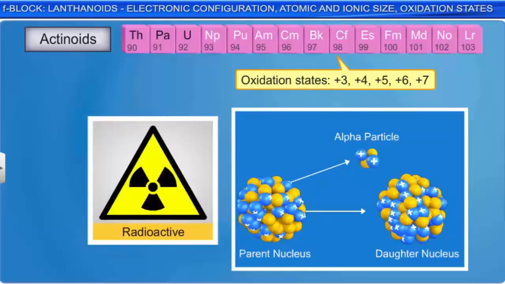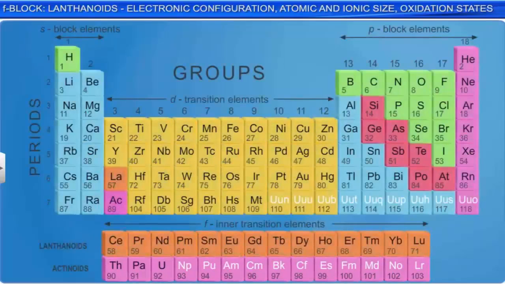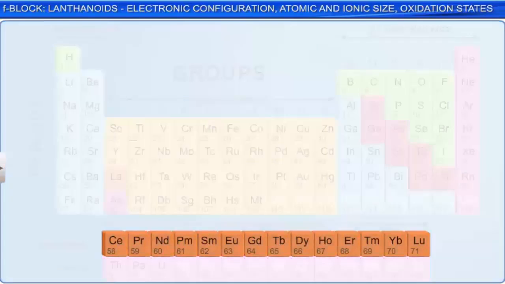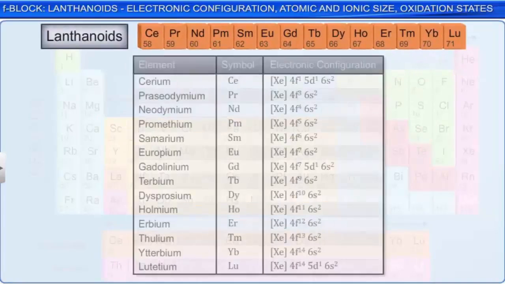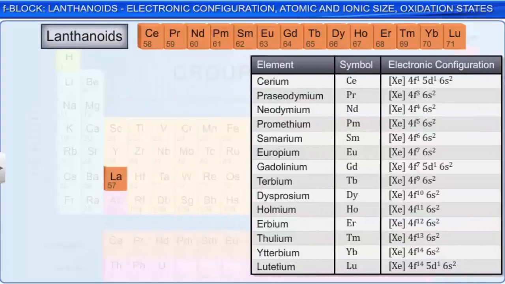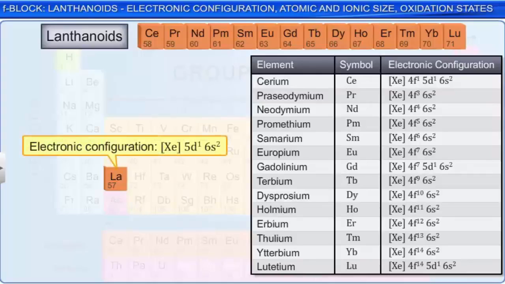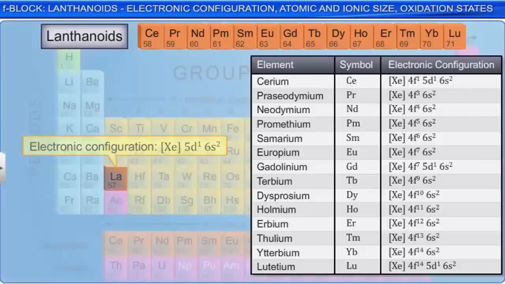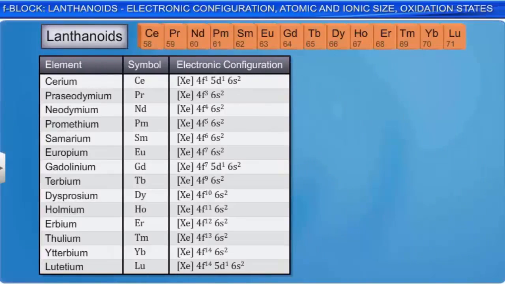Now let us first take up the lanthanoids. The electronic configuration of the lanthanoids is shown in the table. Lanthanum, the d-block element preceding this series, has the electronic configuration of xenon core 5d1 6s2. We might expect that the 14 elements from cerium to lutetium would be formed by adding 1, 2, 3, up to 14 electrons to the 4f level.